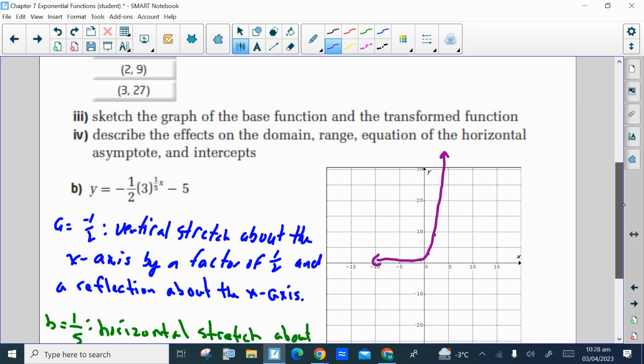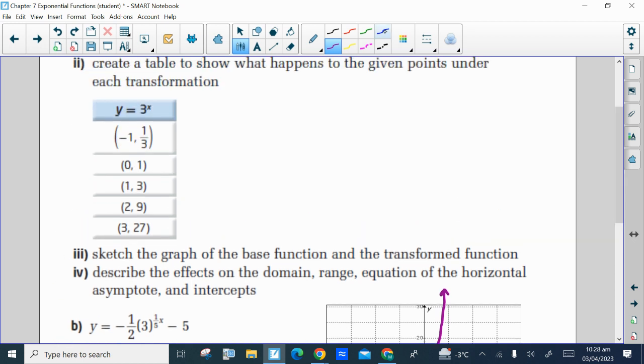Okay, so if we go through all of these parameters and write our new points after each one, first again being that A is negative a half. That's going to multiply all of the y values by negative 1/2. So 1/3 times negative 1/2 is negative 1/6. 1 times negative a half. 3 times negative a half. 9 times negative a half.